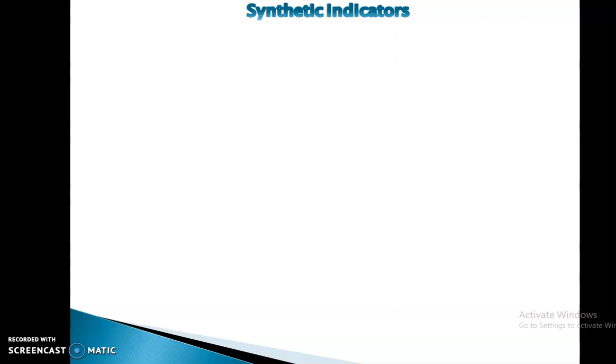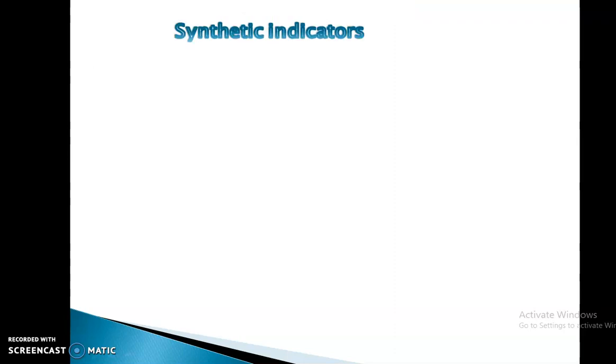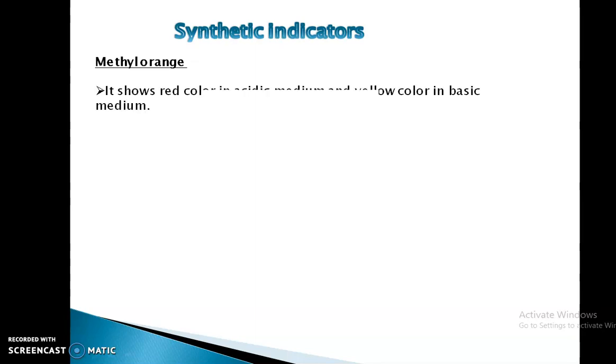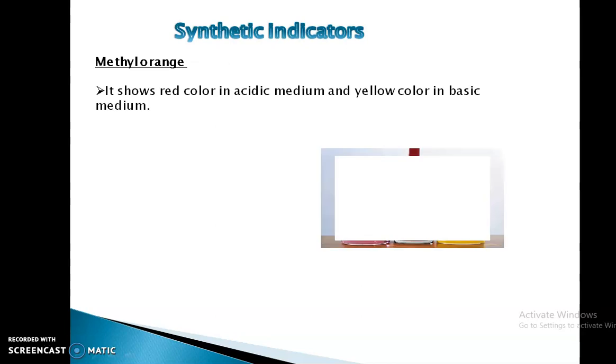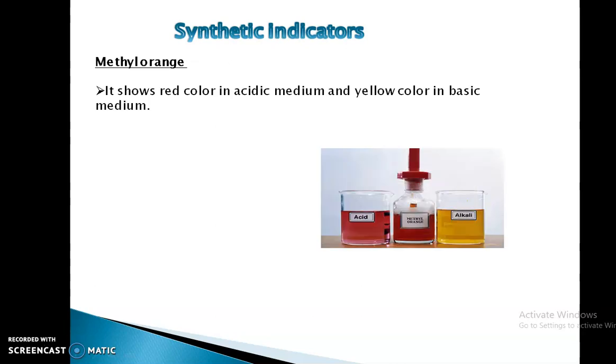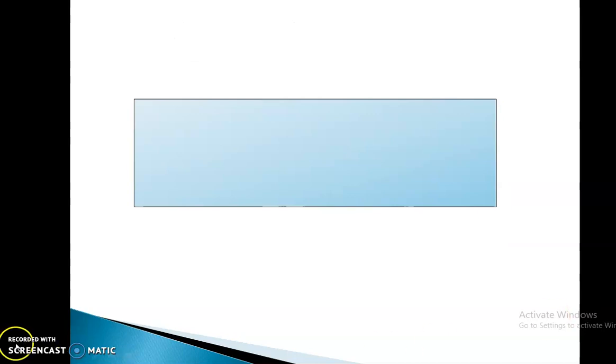So now we are going to see about another type of synthetic indicator, that is methyl orange. First we saw phenolphthalein as a synthetic indicator. The second example is methyl orange. Methyl orange is red in color and it will not change its red color in acidic medium, and it will turn into a yellow color if it is added to a basic medium.